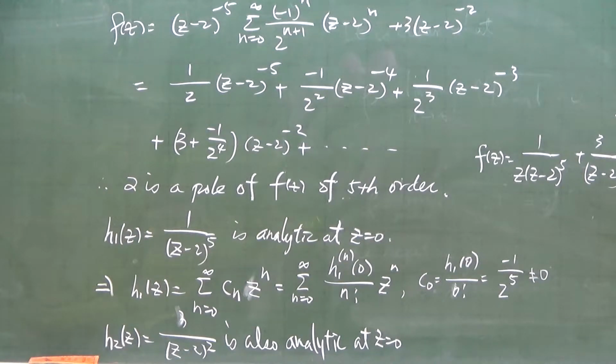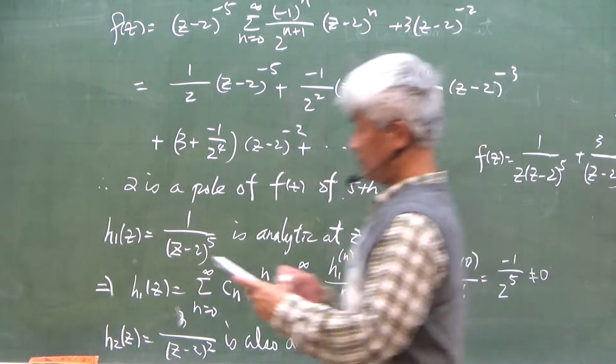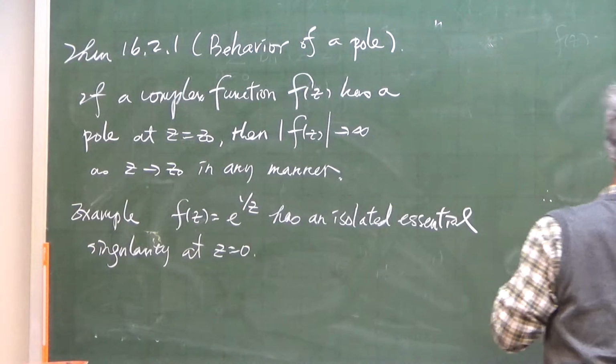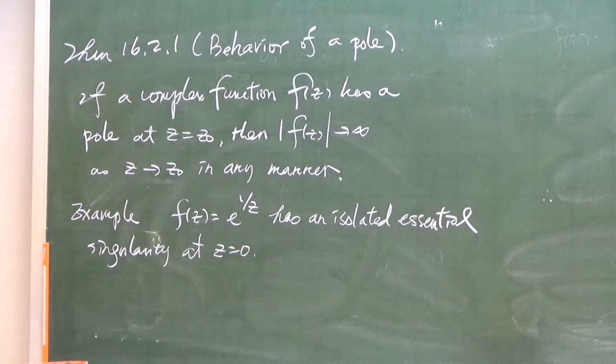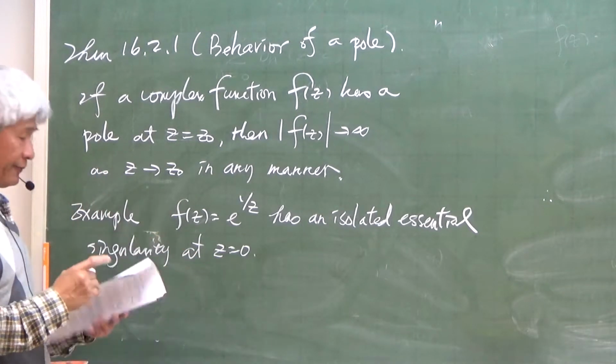Now, to describe the behavior at an isolated essential singularity, we consider an example, which is just the function we derived here. We know this function has an isolated essential singularity at z equal to 0. As z goes to 0 along different paths, you get different values.